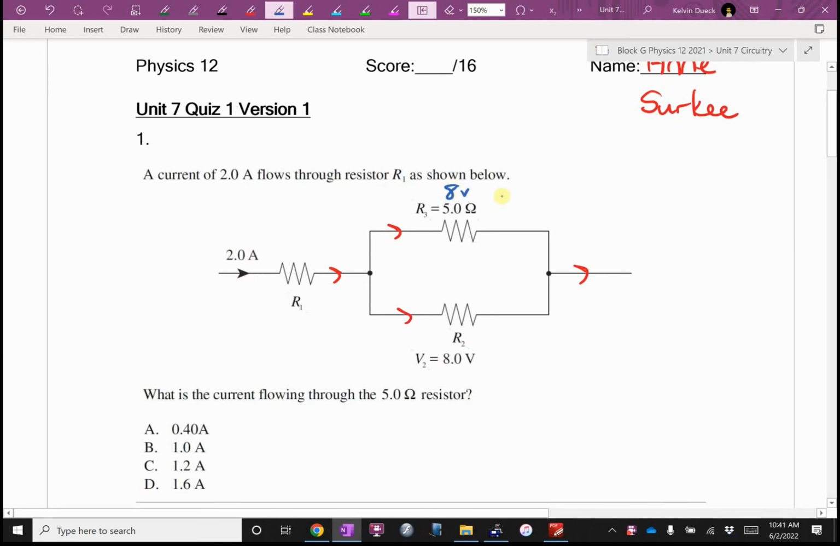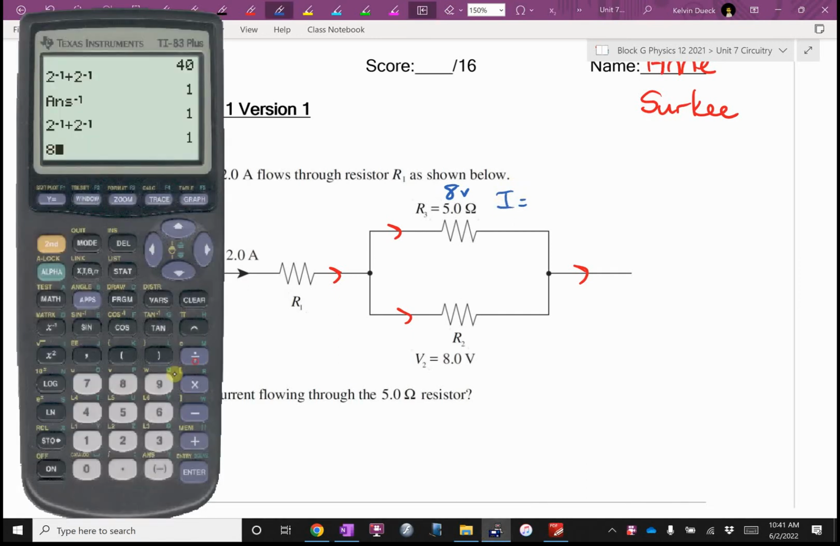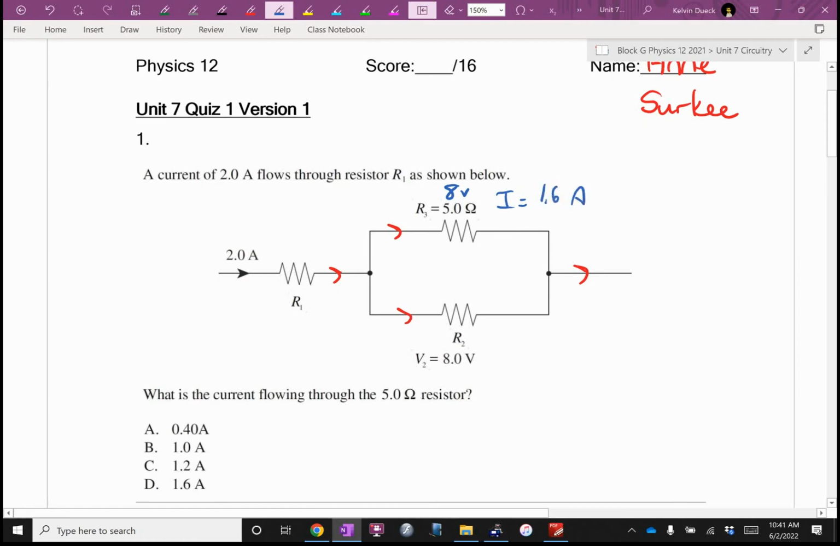I said I can tell you the current. It's going to be V over R. It's going to be 8 divided by 5. Up there, I have 1.6 amps. Oh, you know what? That's all they wanted me to find. Good. D. 1.6 amps. And for what it's worth, 0.2 amps on the bottom.